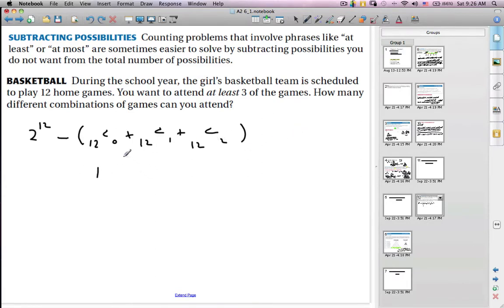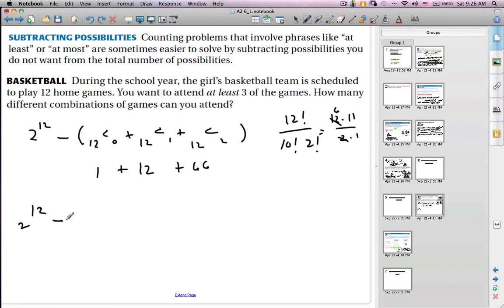Okay, so there is only one way to not attend any of the games. There are 12 ways to attend a single game, and in this case, I'm going to do this calculation: 12 factorial over 10 factorial times 2 factorial. So that's going to be 12 times 11 over 2 times 1. 66 different ways I could do that. So I know I'm going to have 2 to the 12th minus this value. 1 plus 12 plus 66 is 79.